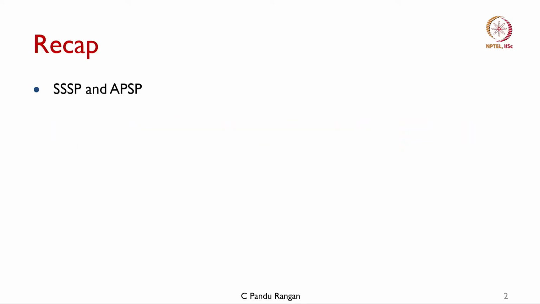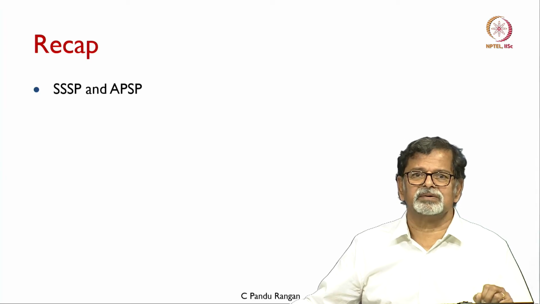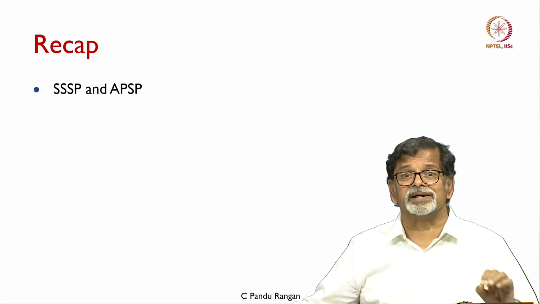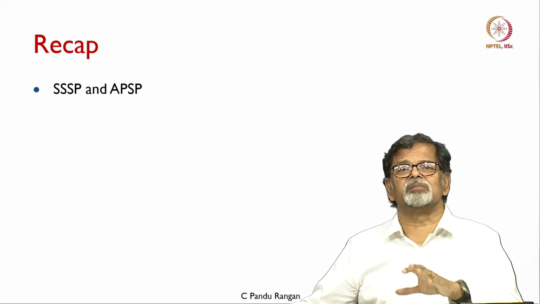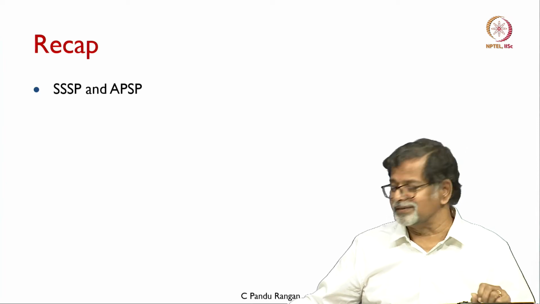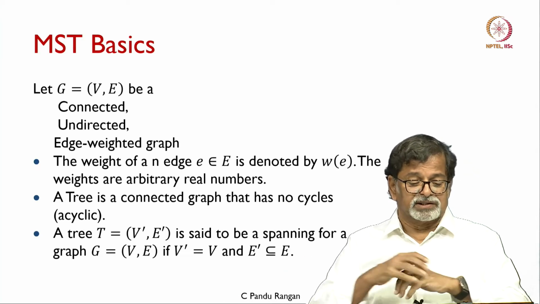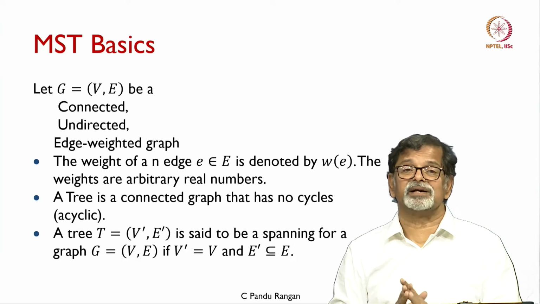Namaskara. In this session, we begin our discussions on algorithms for finding minimum spanning trees. In the past sessions, we have seen the algorithms for the single source shortest path problem and the all pair shortest path problem. They were all working on directed graphs. All our minimum spanning tree algorithms are going to work on undirected and connected graphs. So, let G be a connected undirected graph.